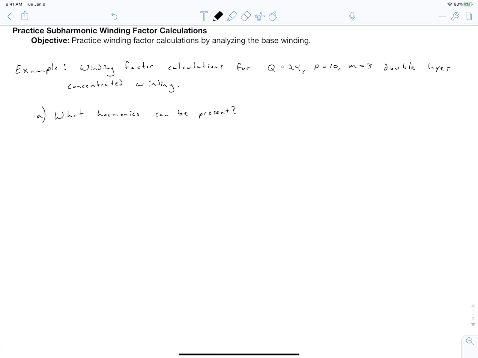My first question to you is, what harmonics can be present in this winding? Look at the properties of the winding and see if you can tell me which harmonics can be present. Give it a try on your own, and when you're ready to watch me do it, press play.